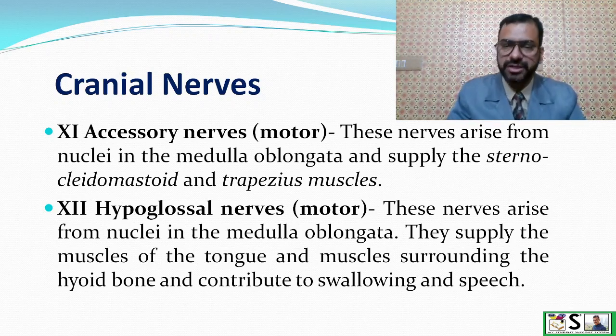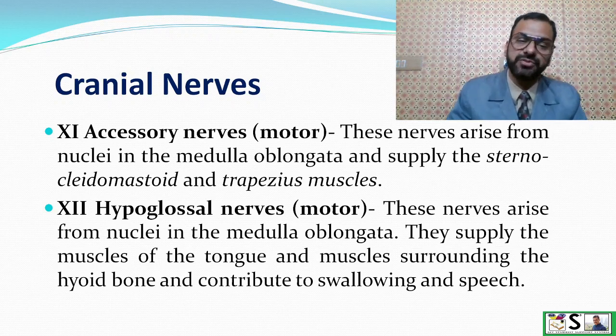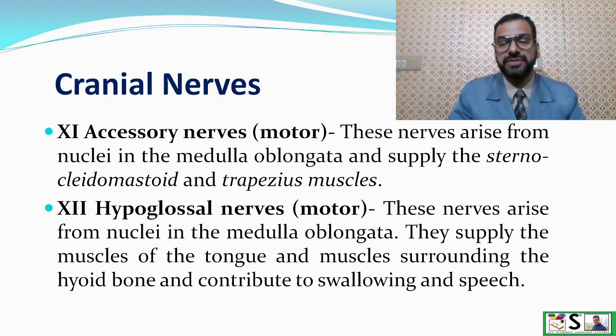And the hypoglossal nerve, this is also a motor nerve. These nerves arise from the nuclei in the medulla oblongata. They supply the muscles of the tongue and muscles surrounding the hyoid bone and contribute to swallowing and speech.